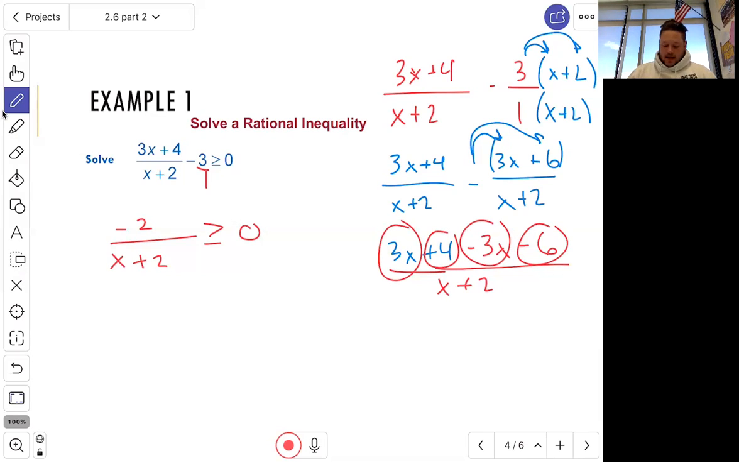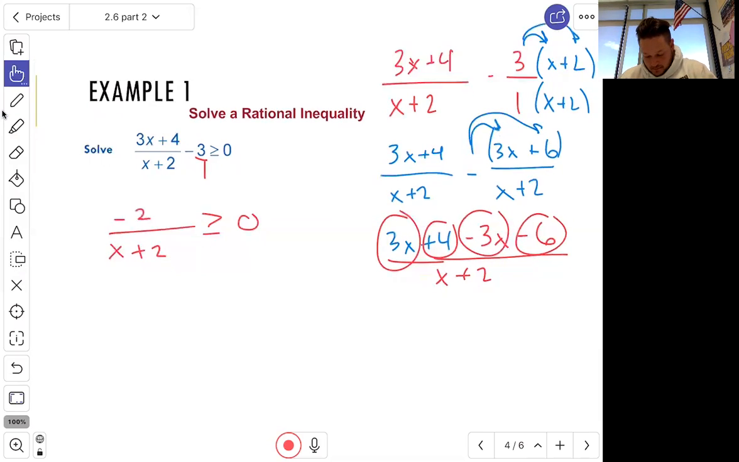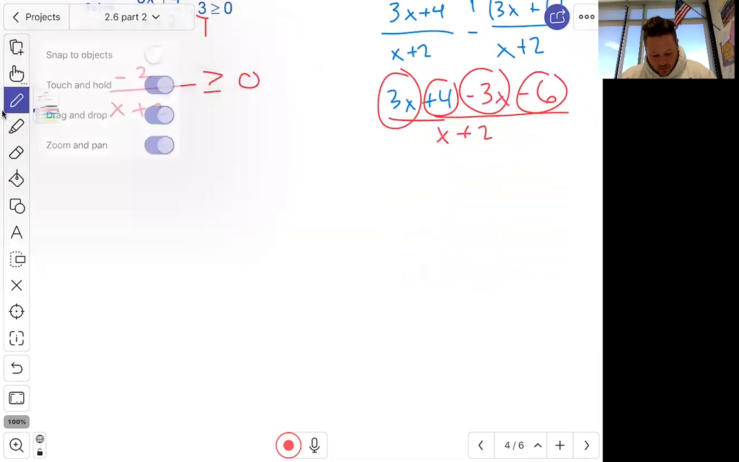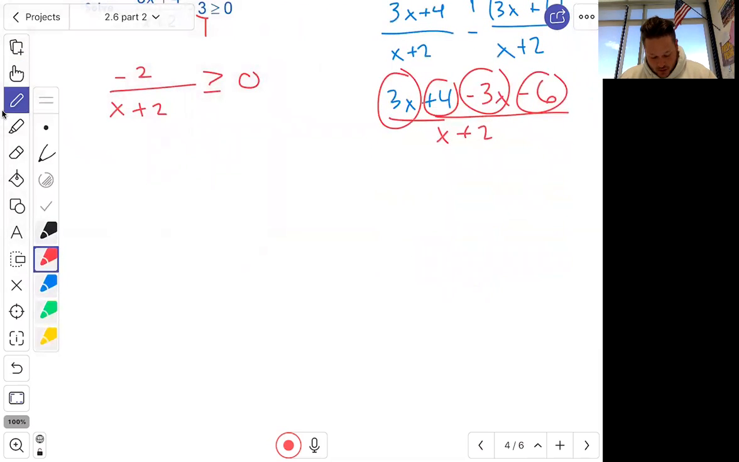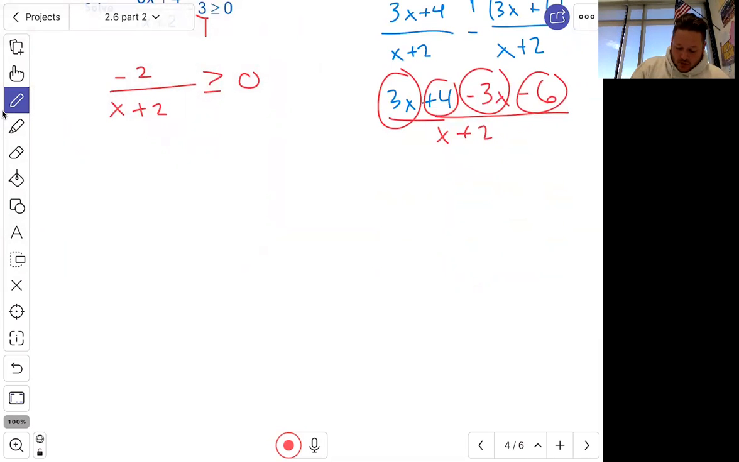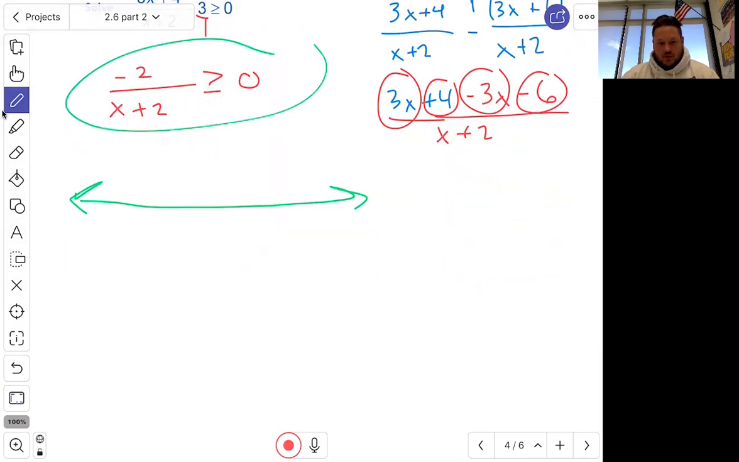Now we need to go ahead and create a sign chart. Let's go green. And with our sign chart, remember, we're plotting zeros and discontinuities. Well, if you look here, there are no zeros, right? But we do have a discontinuity at an x value of negative 2. Why do I say that? Well, if I plug negative 2 into my denominator, negative 2 plus 2 would be 0. Can't divide by 0.